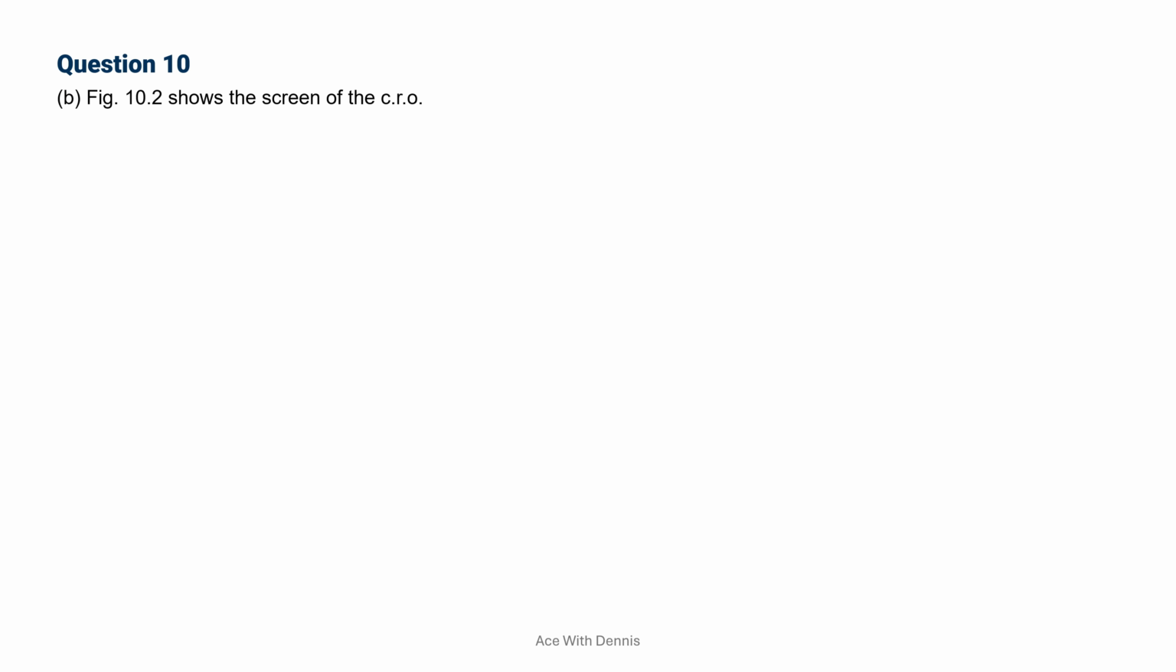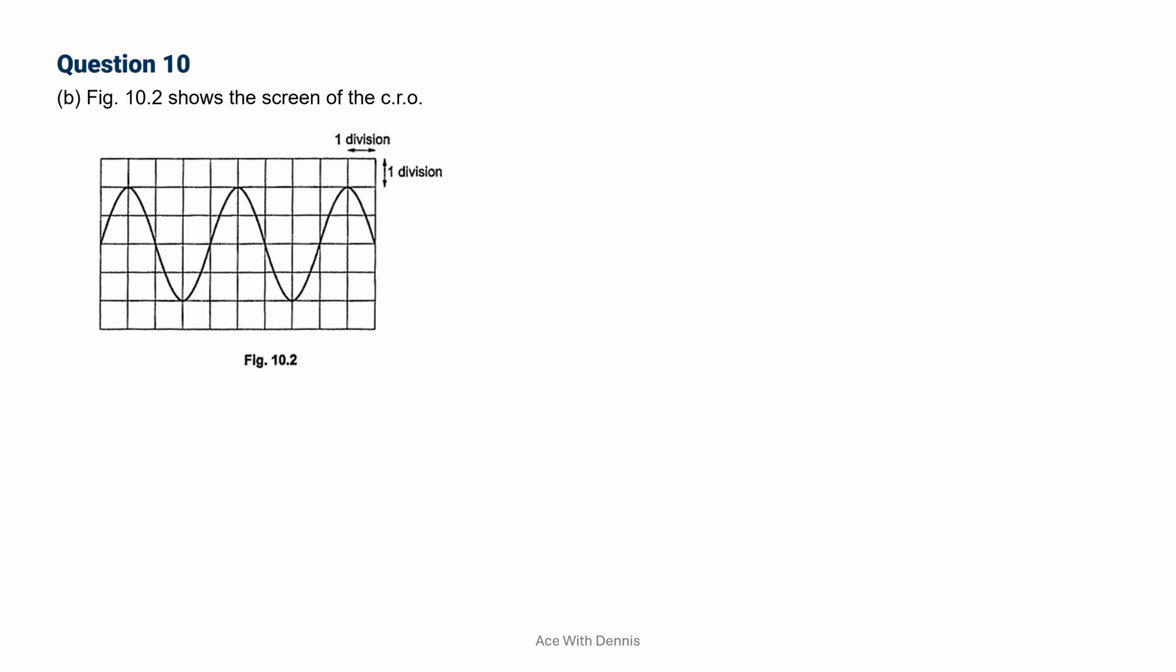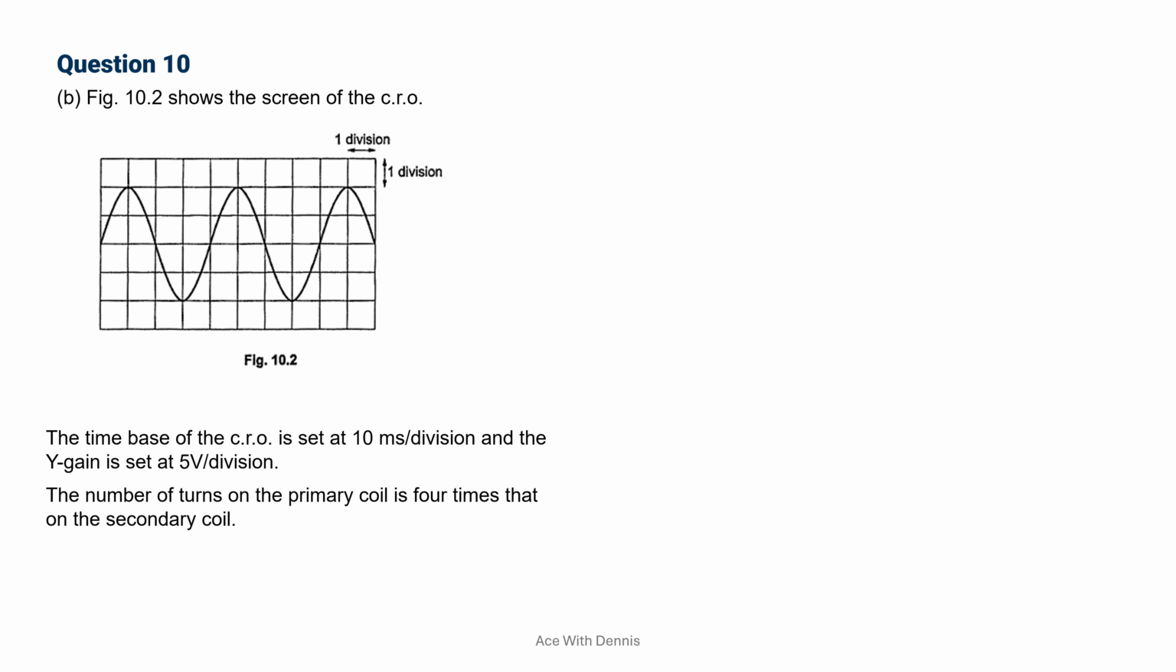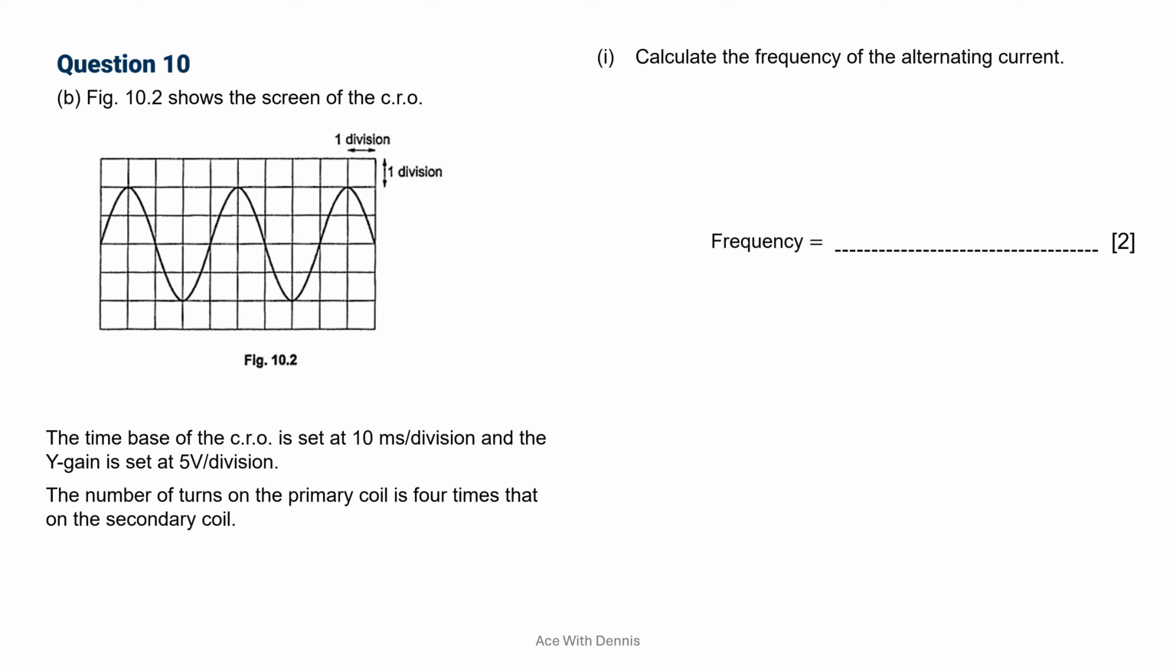B. Figure 10.2 shows the screen of the CRO. The time base of the CRO is set at 10 milliseconds per division and the Y gain is set at 5 volts per division. The number of turns on the primary coil is 4 times that on the secondary coil. Part 1. Calculate the frequency of the alternating current.